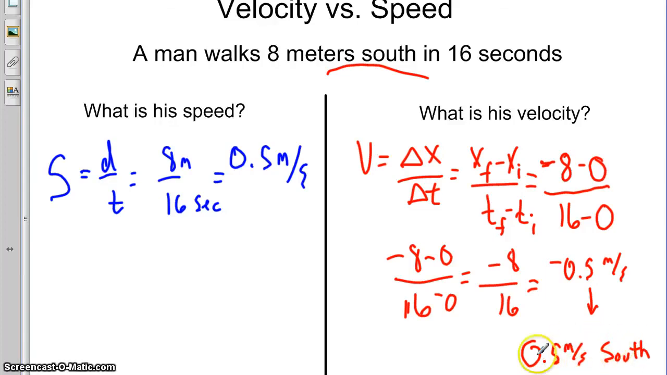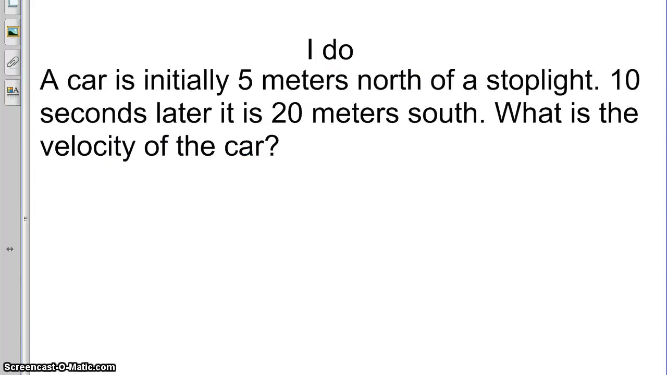Velocity is a vector. It has a magnitude. Here I'll circle the magnitude in green. The magnitude and direction. I'll circle direction in black. So that's what makes velocity a vector.